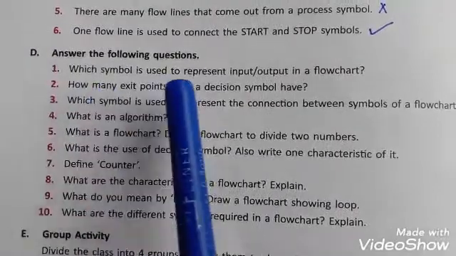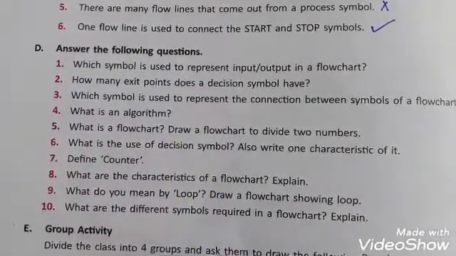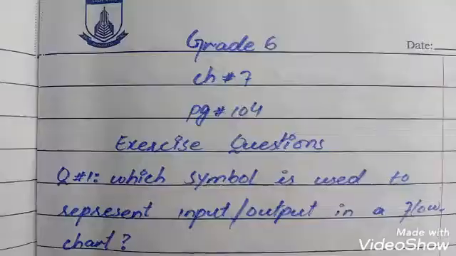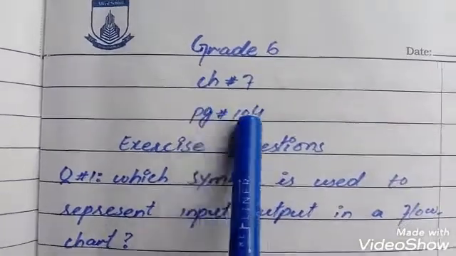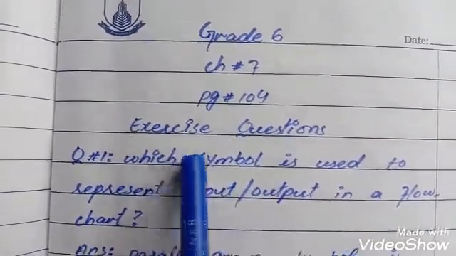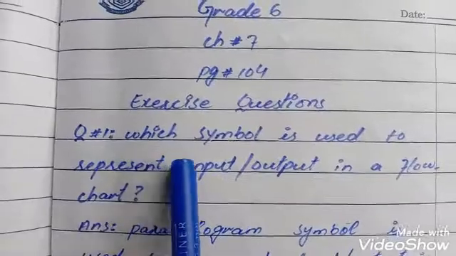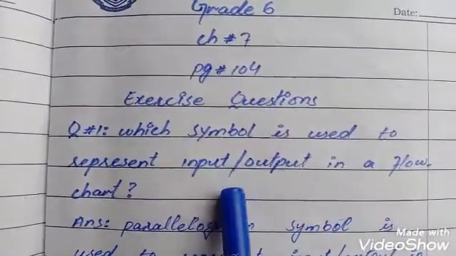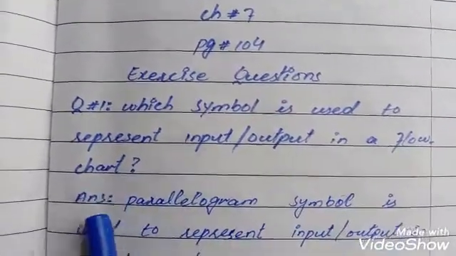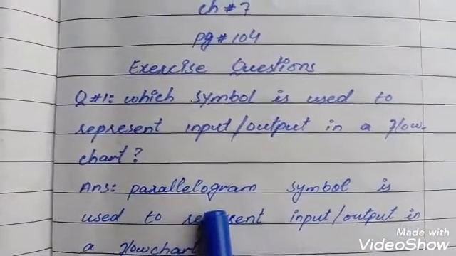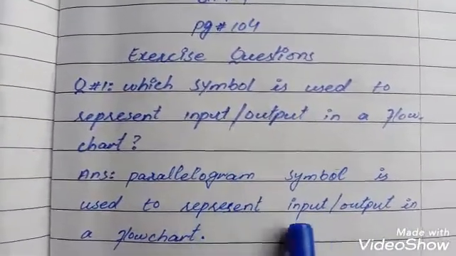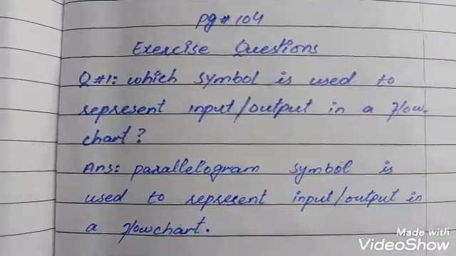Question number D, answer the following questions. These are the questions and answers of these questions are in grade 6 chapter number 7, page number 104 exercise questions. Question number 1, which symbol is used to represent input output in a flow chart? Answer, parallelogram symbol is used to represent input output in a flow chart.